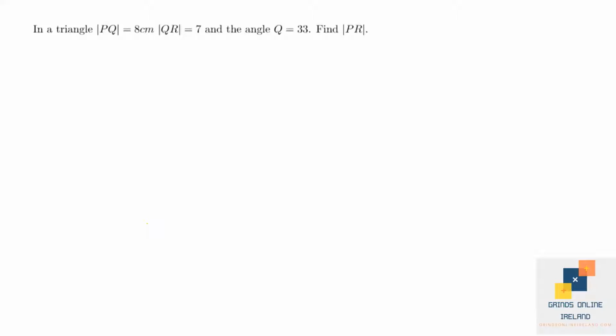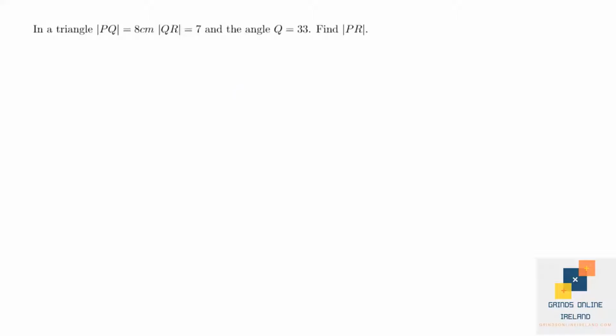I'm Tara and today we're going to be covering trigonometric functions and specifically the cosine rule. So our question today is, in a triangle, the length PQ is equal to 8 centimeters, the length QR is equal to 7 and the angle Q is equal to 33. And we have to find the length PR.